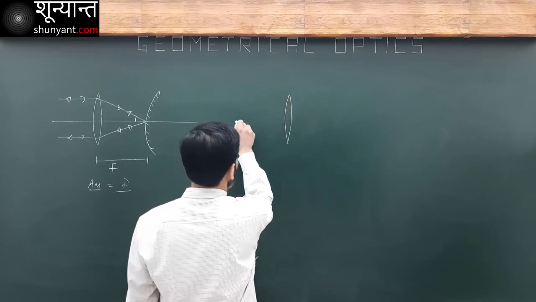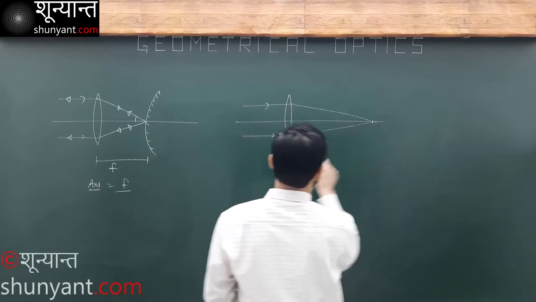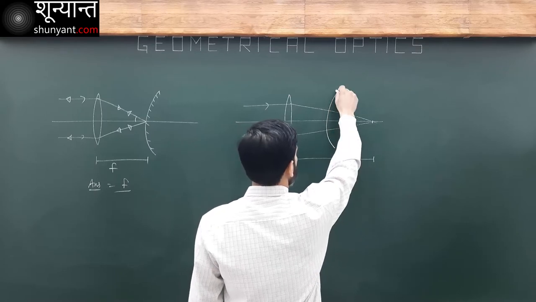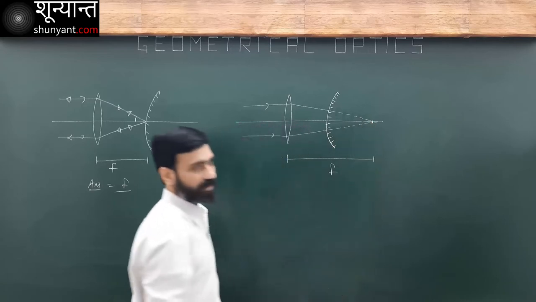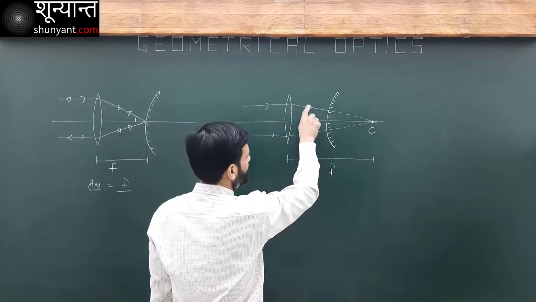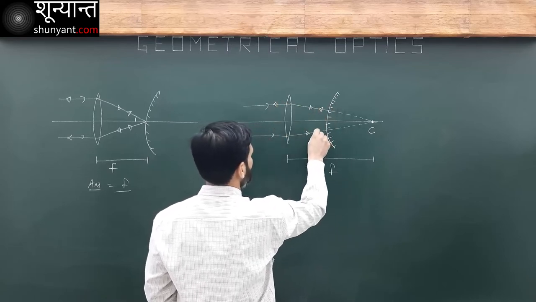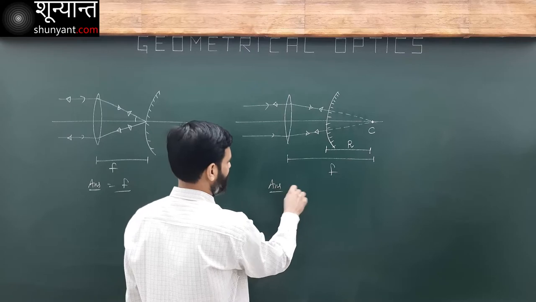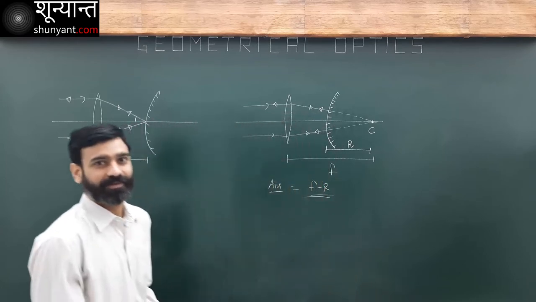This is a lens. Light rays are focusing here, let's say. This distance is going to be F, the focal length. Now, if I keep my mirror here, if I intercept these light rays, if I do not allow them to converge, and if I keep my mirror such that this point becomes the center of the mirror, all these light rays are going towards the center. That means all of them are normally incident. In that case, they will simply retrace. This is equal to R. So what is the answer? Answer is F minus R. You see?